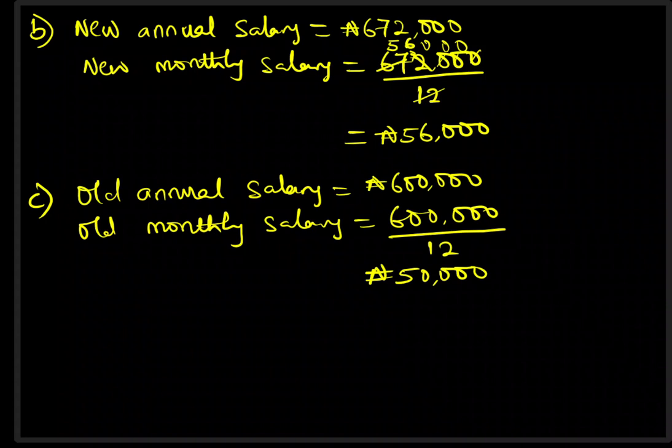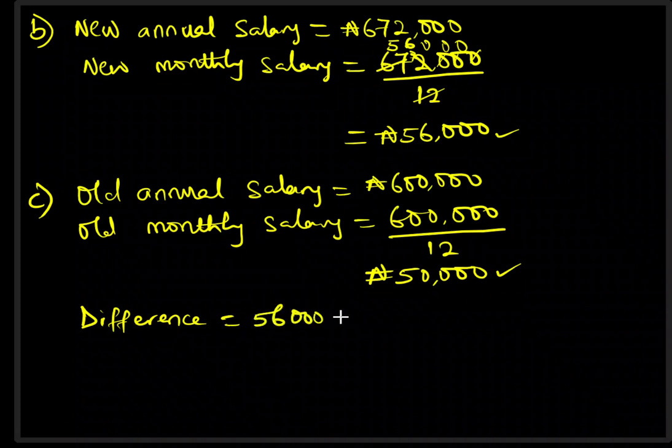So the difference, of course, you can see this is the new monthly salary, and this is the old monthly salary. So the difference is equal to 56,000 minus 50,000 naira. So that will give us a total of 6,000 naira. So that becomes the difference between the new monthly salary and the old monthly salary.